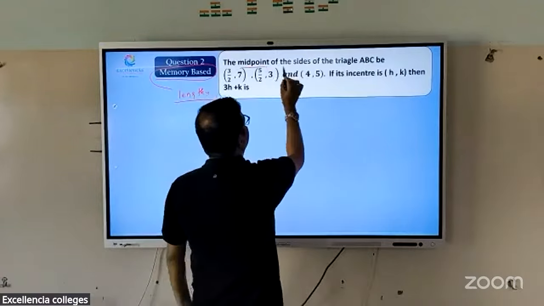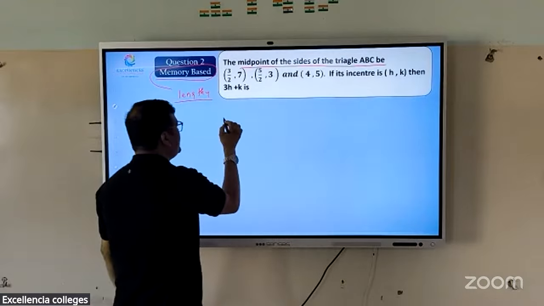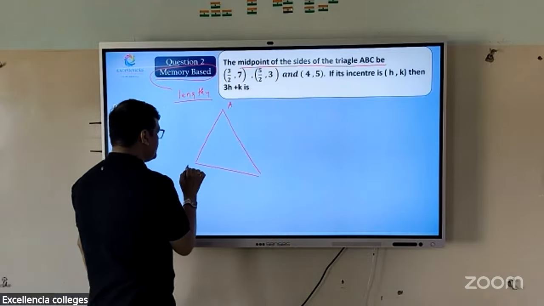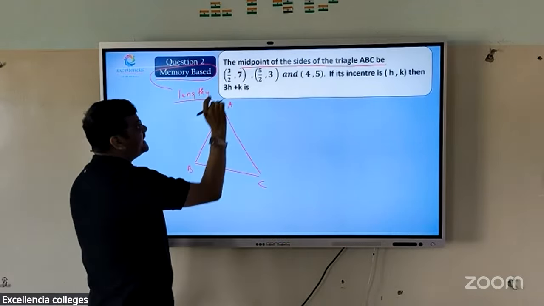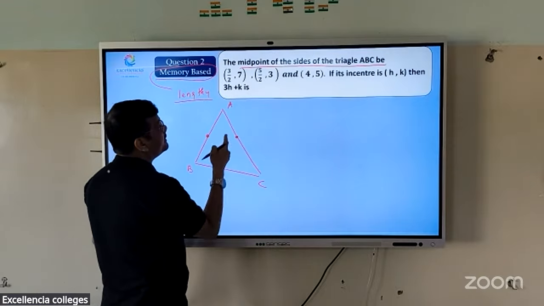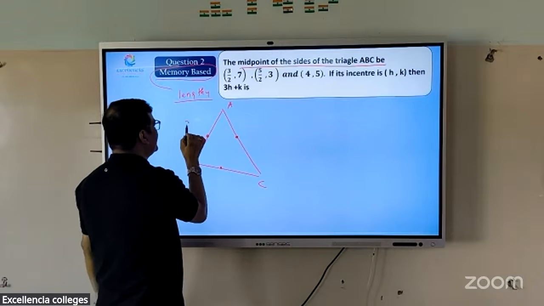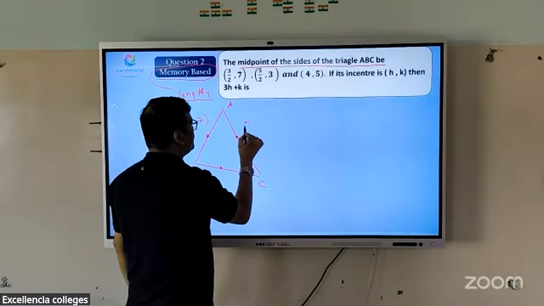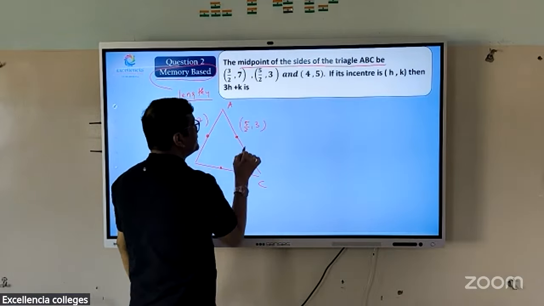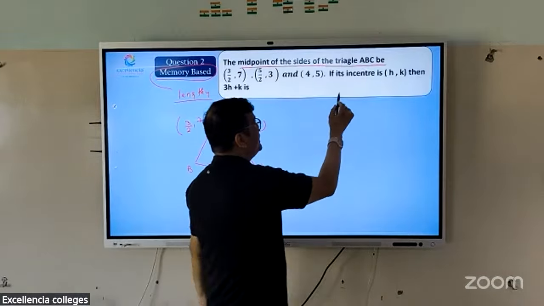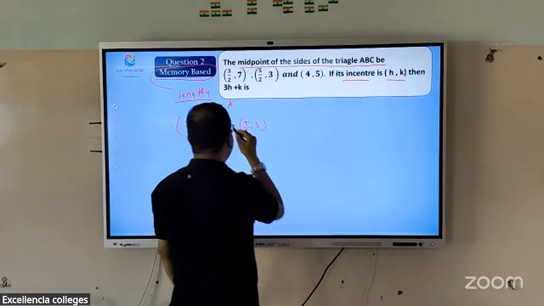Midpoint of the sides. The midpoints are (3/2, 7/2), the second midpoint is (5/2, 3/2), and the third midpoint is (4, 5). Now we say if the incentre of the triangle... so what else would you have asked? But yes, it is lengthy.